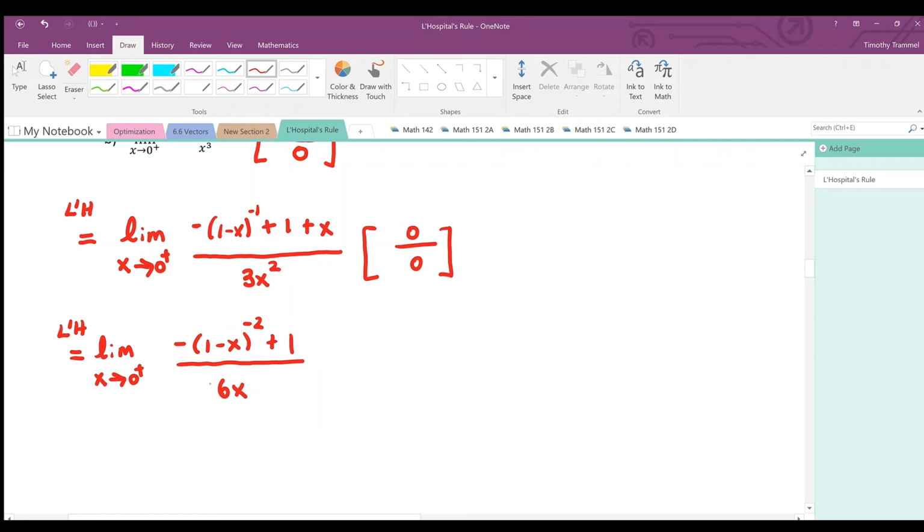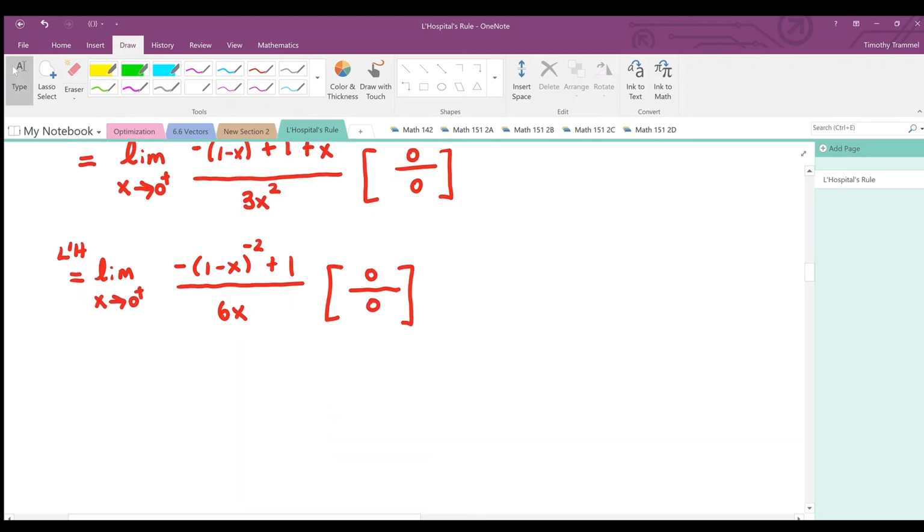And again, you can see that we have a problem. The denominator is going to 0 still. And we do have an option. You can try and use algebra right now, but as you'll see, even if you do a little bit of algebra, it will still be of this form, 0 over 0. So to fix this, we're going to apply L'Hopital's rule one last time.